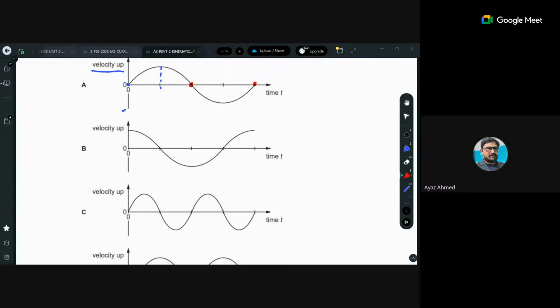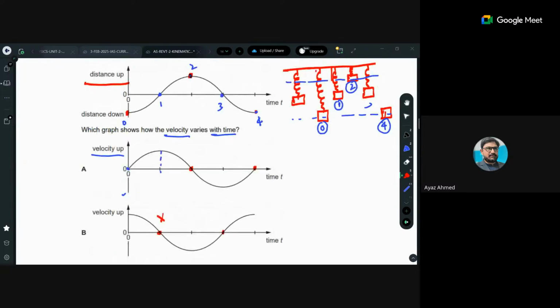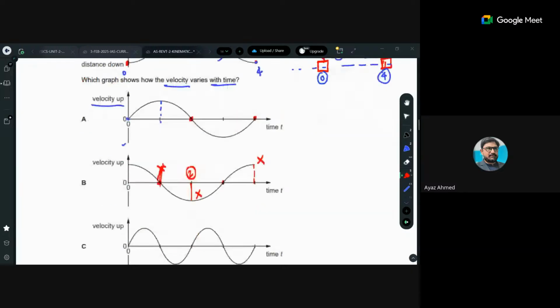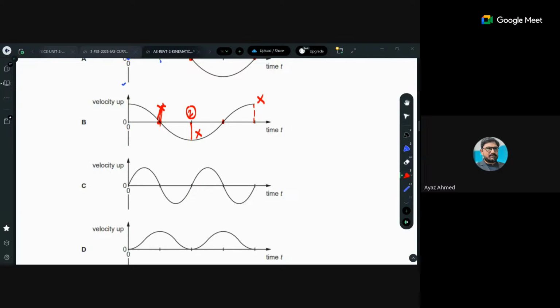Okay, let me explain the further graphs, then I will go to the right option. Here, the velocity is set to be zero at position number two, which is incorrect. Sorry, just a second. What did I do? Oh yeah, this is something wrong. This is maximum at position number two, which is incorrect. It is zero, and it is shown that it is maximum at position number four. It is incorrect.